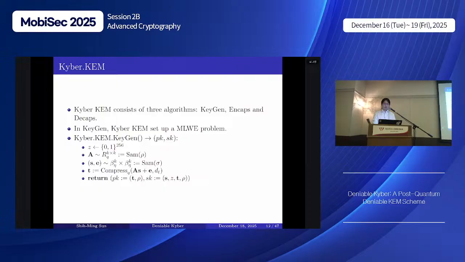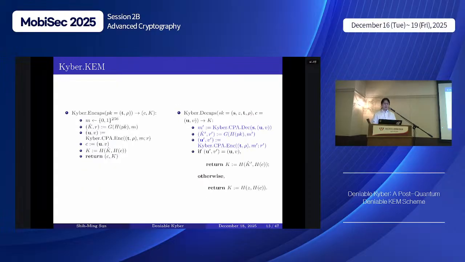Kyber's KEM consists of three algorithms: key generation, encapsulation, and decapsulation. In key generation, Kyber sets up an MLWE problem. And in encapsulation, it first generates a message and then hashes the message into a pseudo key and random seed. Then it uses this random seed to encrypt the message into a ciphertext.